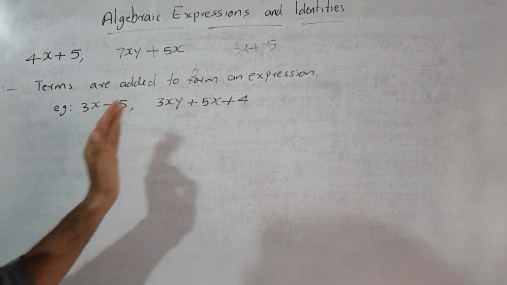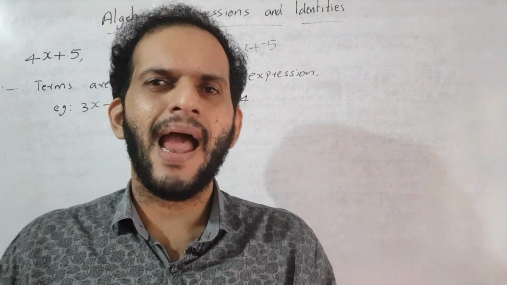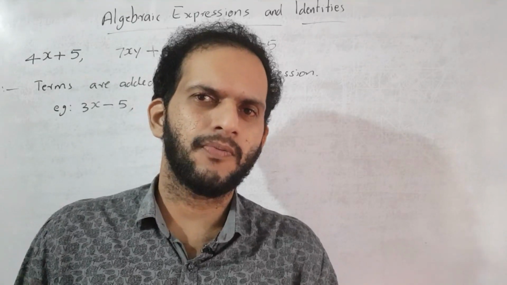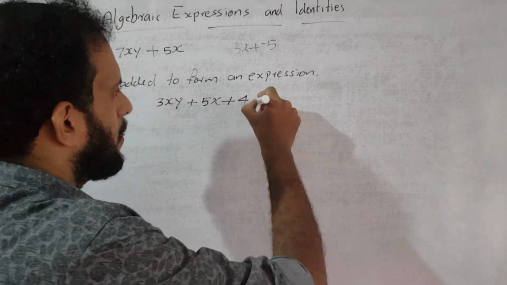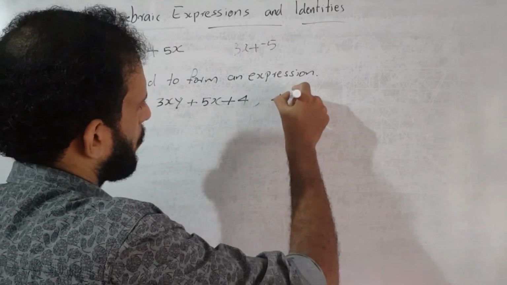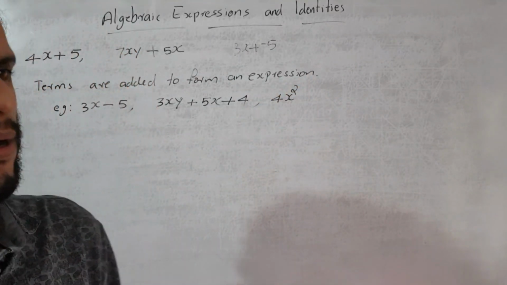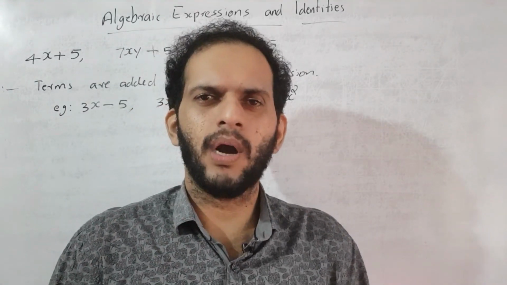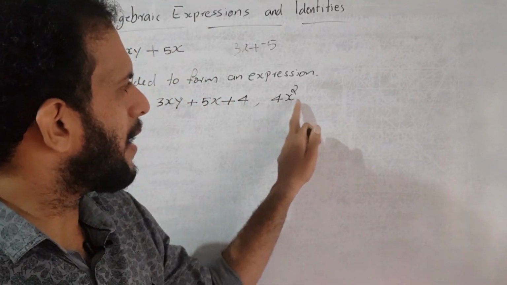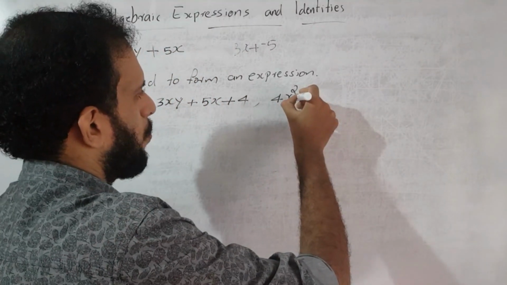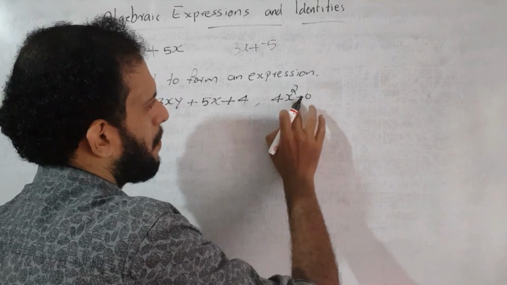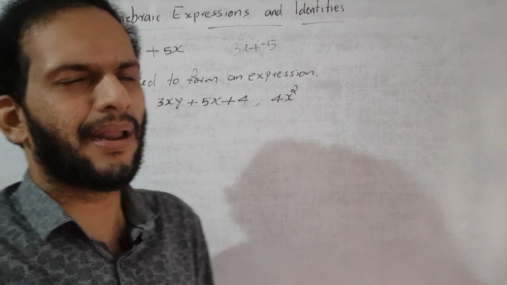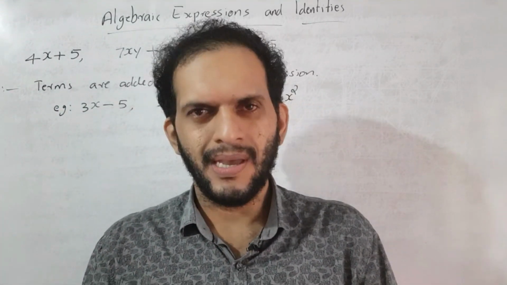How do we form the expression? The terms are added to form the expression. Here 4x square is also an expression, but here we are not adding anything, correct? No, here also we are adding. What are we adding here? We are adding 4x square plus 0. We do not have any number, so what we are adding there is 0. 4x square can be written as 4x square plus 0.